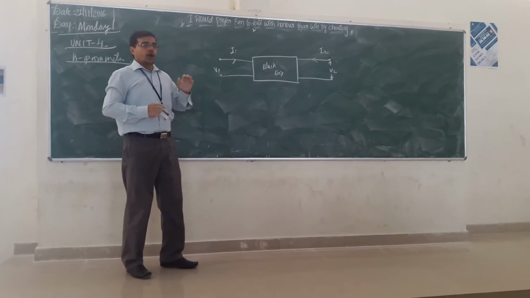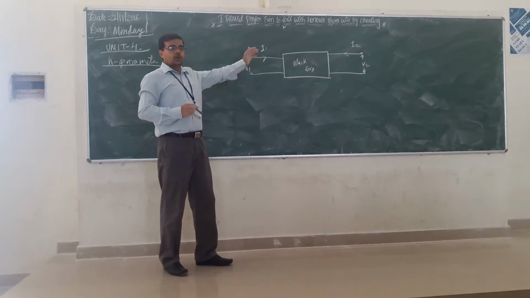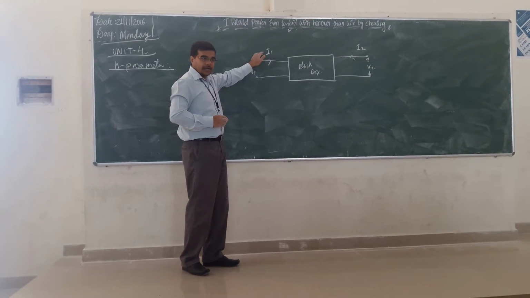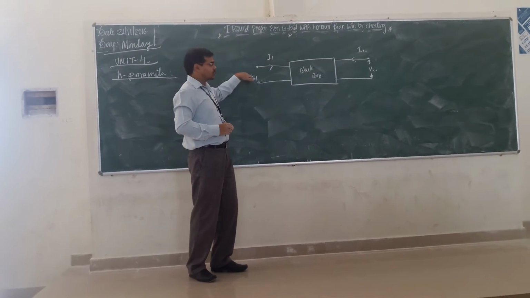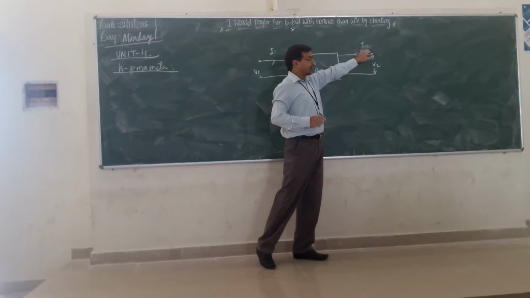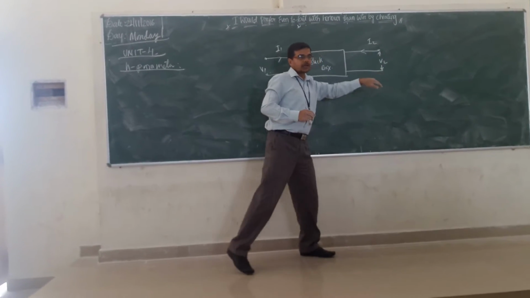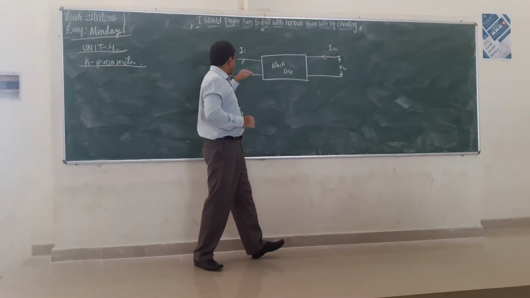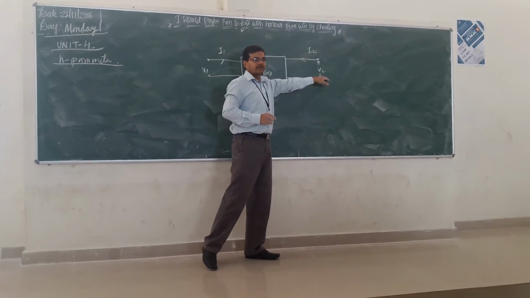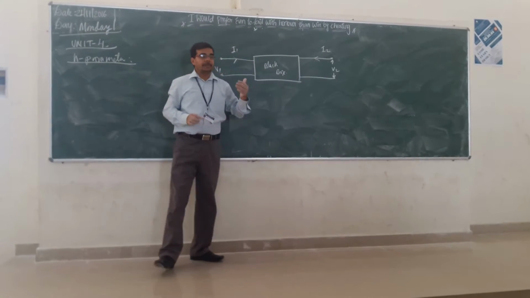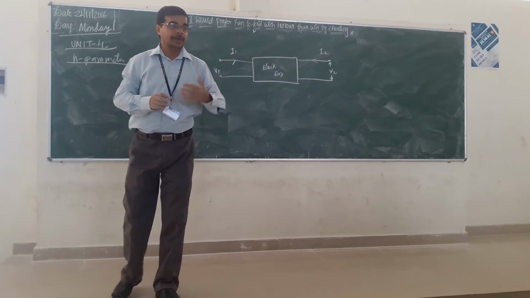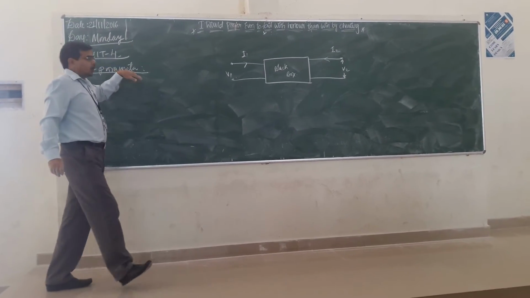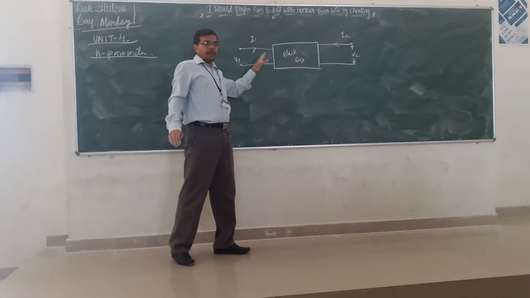We are concentrating on what is the input current, what is the input voltage, what is the output current, and what is the output voltage. So we are having I1, I2, V1, V2. H stands for hybrid, so hybrid parameters. Total we are having four parameters.